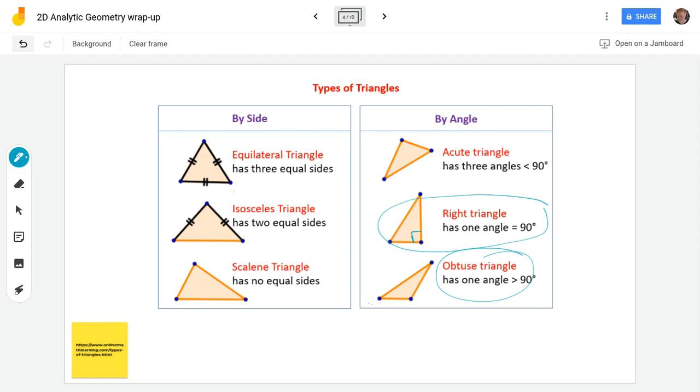So you can have an isosceles right triangle. If the two that meet at 90 degrees are the same, then you have an isosceles right triangle. And same thing for an obtuse triangle. These could be the same. Or an acute one. Doesn't matter. Two of them could be the same.